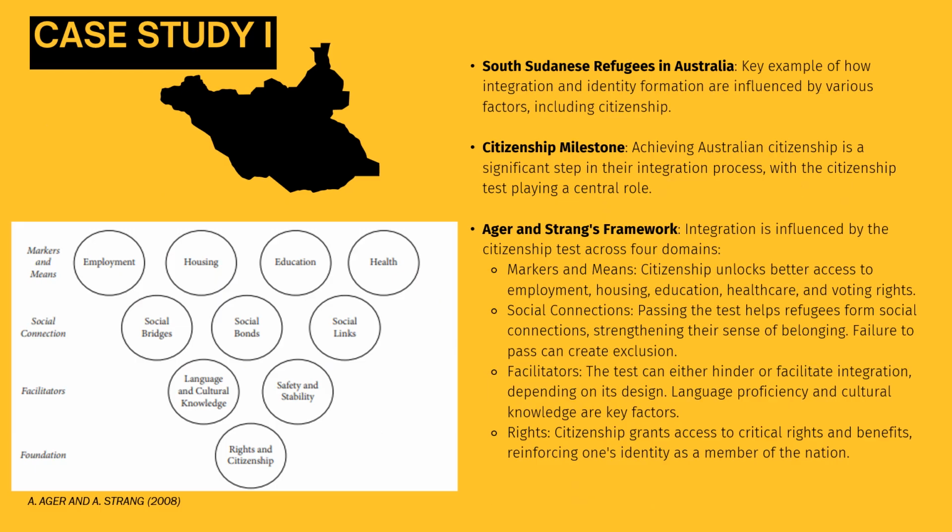Let's now turn to a case study on South Sudanese refugees in Australia. Many South Sudanese refugees arrived in the early 2000s through Australia's humanitarian program, and much of the research on this community was conducted in the years following their arrival. This study highlights how integration and identity formation are shaped by factors such as language and citizenship.